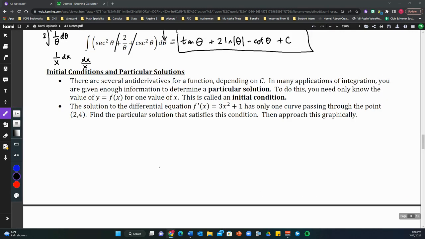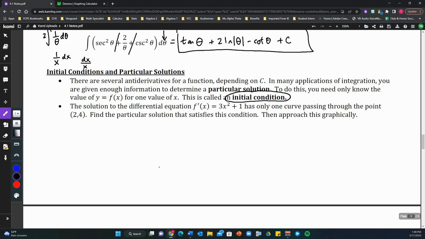All right, now we're going to take a look at something called initial conditions and particular solutions. So remember that there's always going to be an infinite number of antiderivatives for any given function. All it really depends on is which value of c we choose. And which one we need to choose depends on a particular piece of information that we know about one of the original functions that ended up with that particular derivative. So to do this, we need extra information. That extra information we refer to as our initial condition.